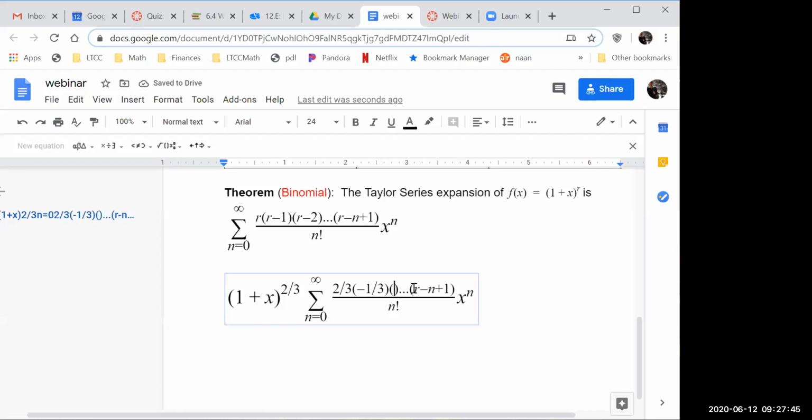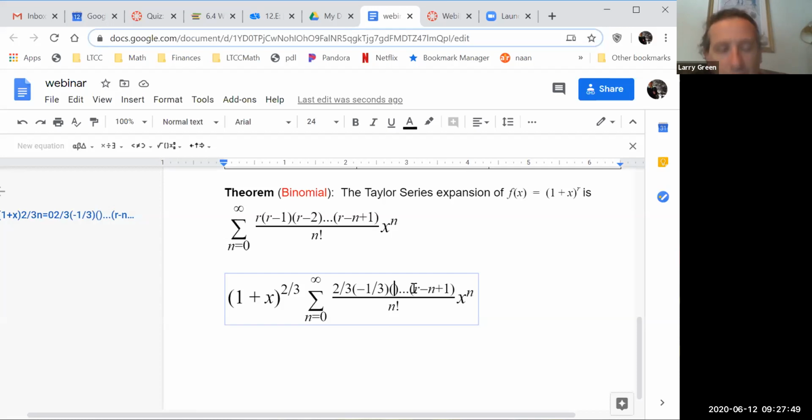Negative 2/3. Negative 4/3. And then I can just go 2/3 minus n plus 1 over n factorial x to the n. And there's my series expansion for 1 plus x to the 2/3.